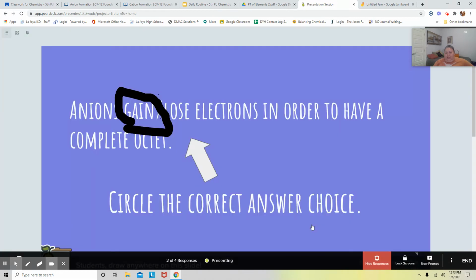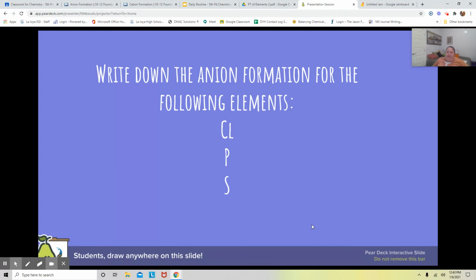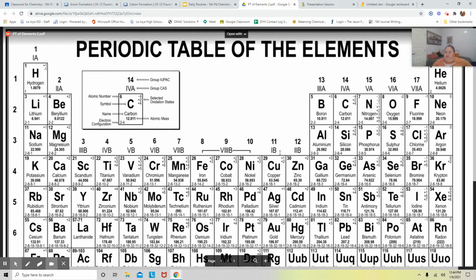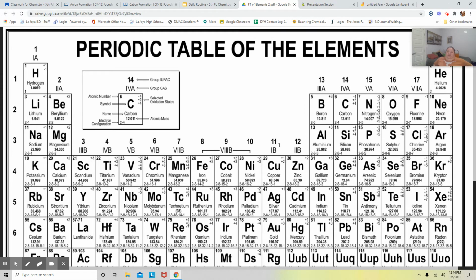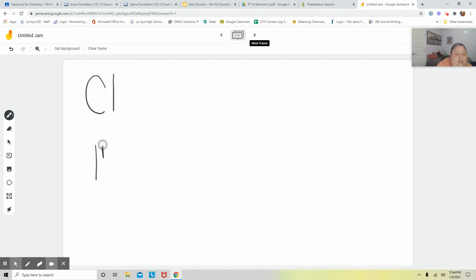All right, let's move on to the next question. Write down the anion formation for the following elements. We have chlorine, phosphorus, and sulfur. Find chlorine on the periodic table. What group is chlorine in? Group 17. Very good, Alexia. So if I have chlorine, it's in group 17.